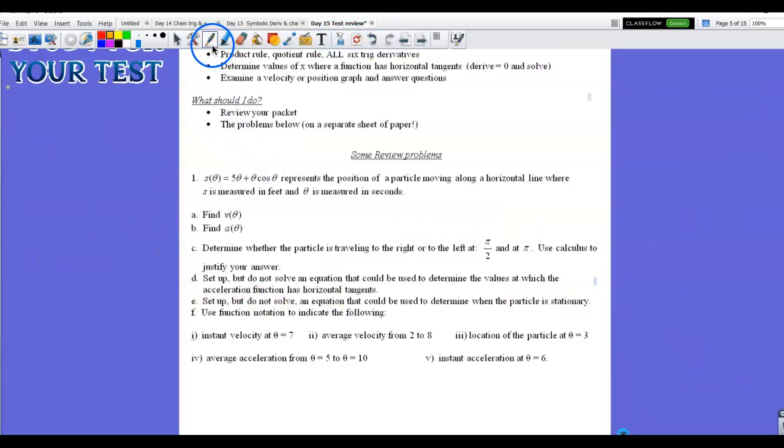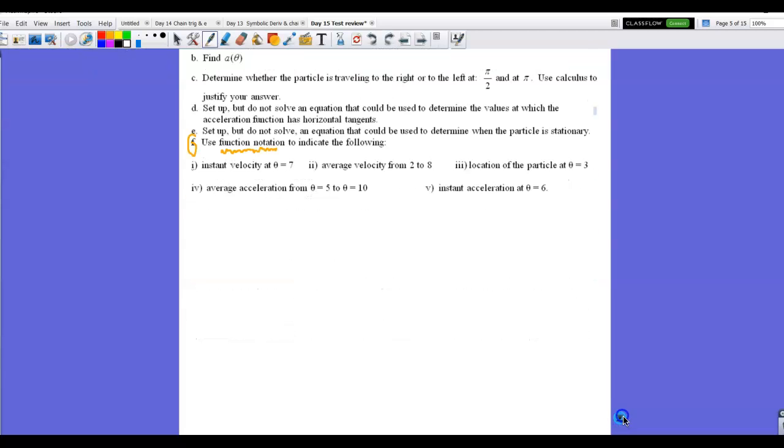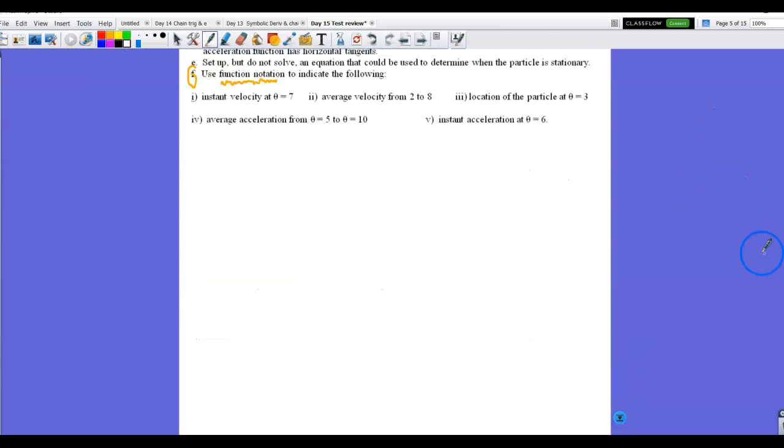And let's go to letter F. In letter F, we're going to use function notation. So this is really all about whether you understand how to find these things, but you don't really have to find them. Use function notation to indicate the following. Again, I can't stress strongly enough, pay attention to what I'm doing in these examples, because you're going to need to know all of this for your test. Okay? So here we go.